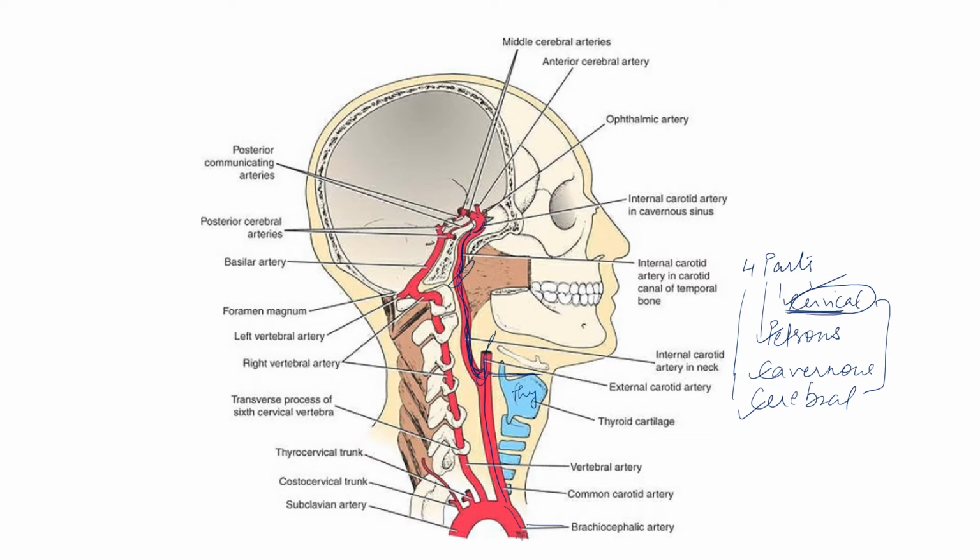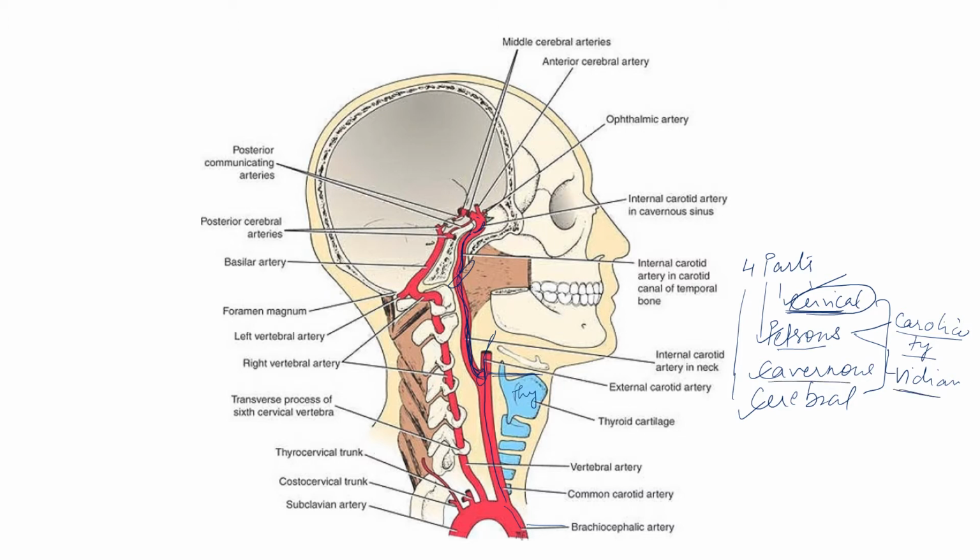Next, the petrous part of the internal carotid artery is having two branches. One is your caroticotympanic branch, and the other is your median branch, or the pterygoid branch. The caroticotympanic artery enters the middle ear and supplies the tympanic cavity. The other branch of the petrous part of the internal carotid artery is your median artery.